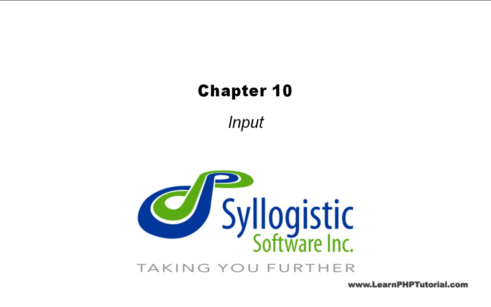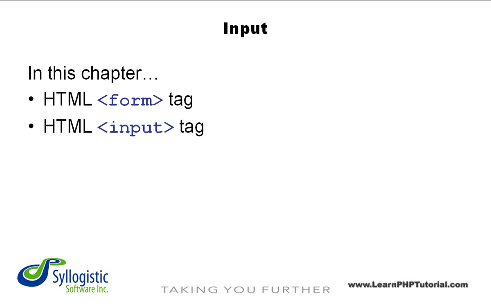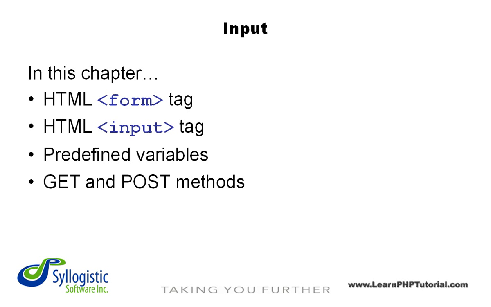Chapter 10. Input. In this chapter, we'll introduce the form and input HTML tags. These are used to obtain input from users that can be used in a PHP script. We'll also see how PHP has some special predefined variables that are essential to dealing with user input. And we'll have a look at the difference between the get and post methods when submitting a form.